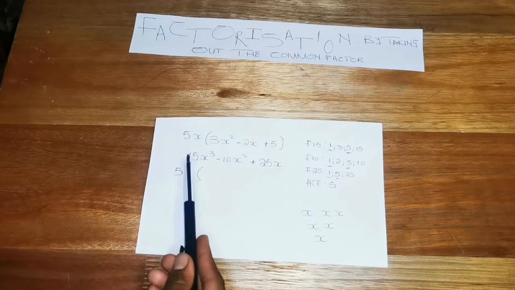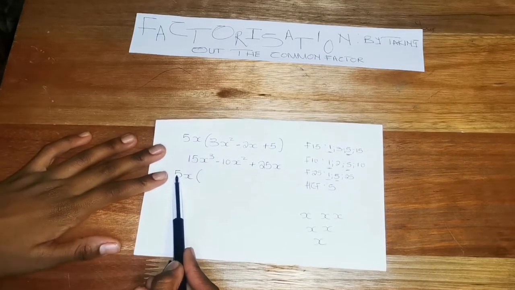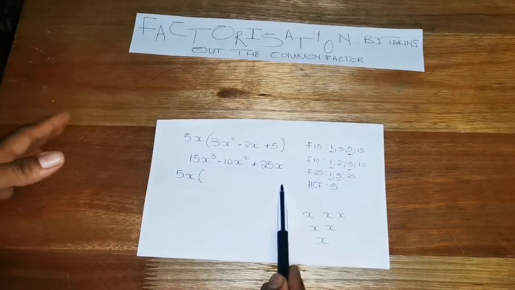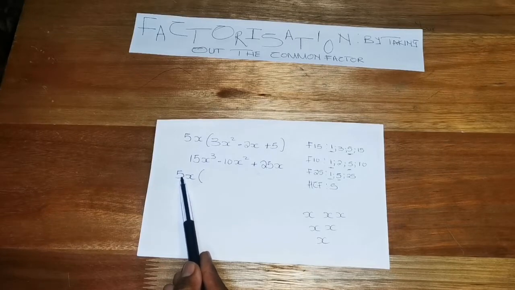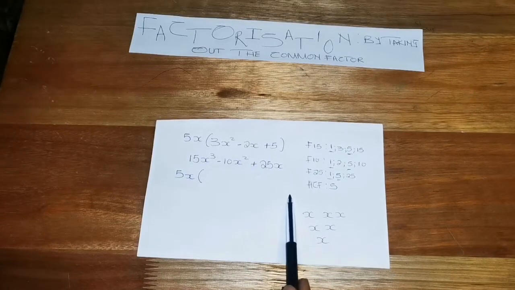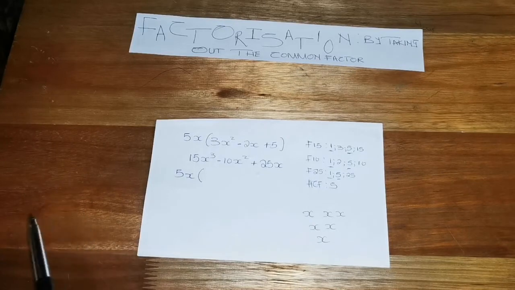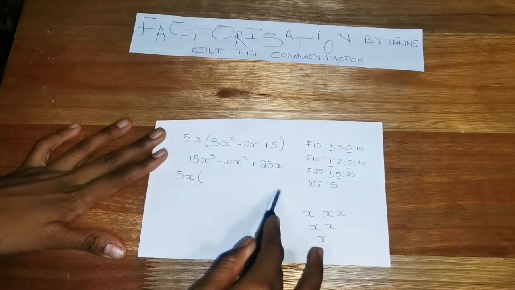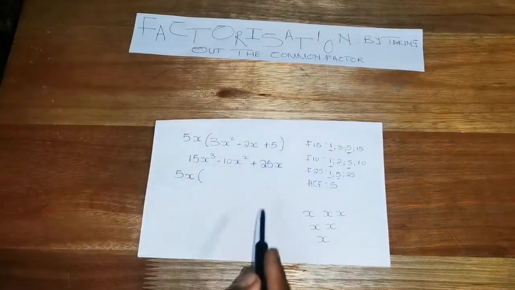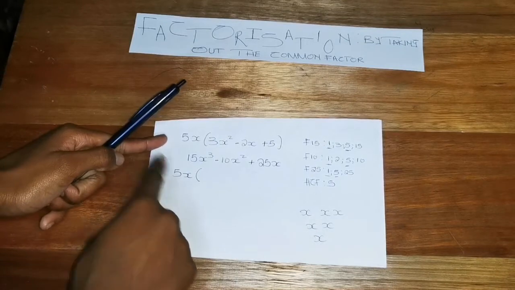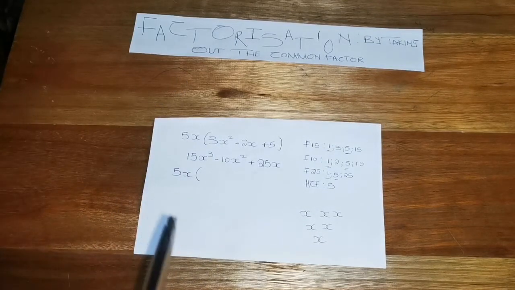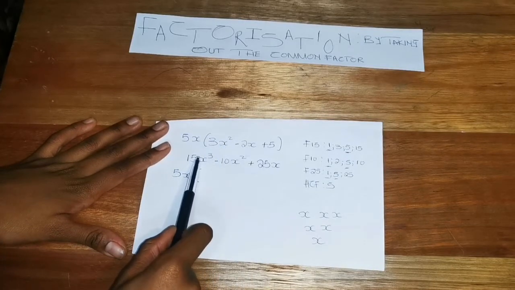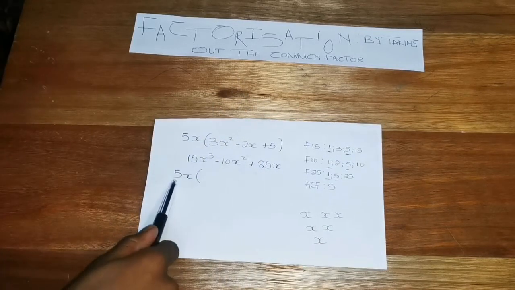So we're going to check 15 divided by 5. You cannot write those numbers the way they are, because this 5x will be distributed among them. In the bracket, you have to write down what is left after you took out 5x. Oh yes, now it makes sense. In the bracket, you write down what is left after you took out the 5x.